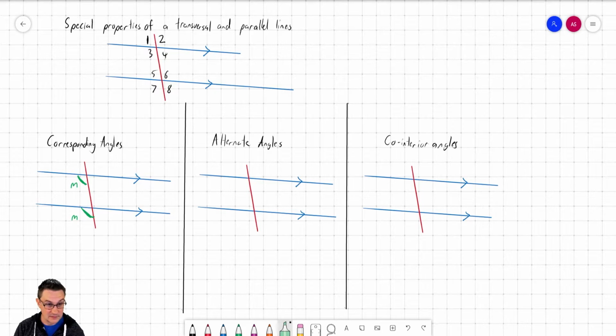Now, one key thing I'd like to point out here is if we look at this, we think about the shapes that we are tracing out here. We've got this angle here and then down.